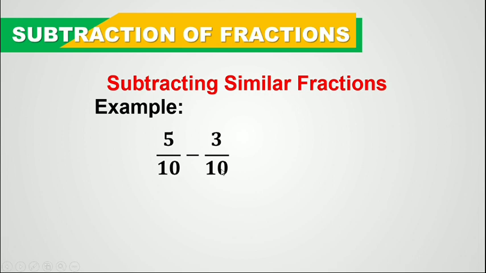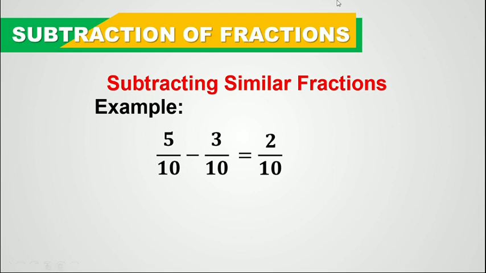So parehas lang denominator, mao na ang gitawag og similar fractions. So in subtracting such fractions, all you just need to do is to copy the common denominator, so 10, and then just subtract their numerators. So 5 minus 3, that's 2. And then you evaluate your answer. You ask yourself, is the answer still reducible? Well, if it is, then you have to reduce your answer to its lowest form.